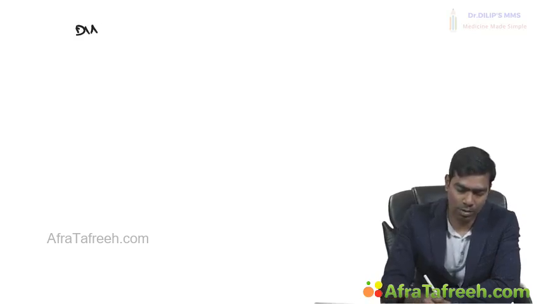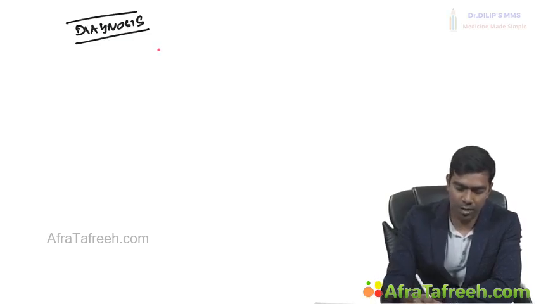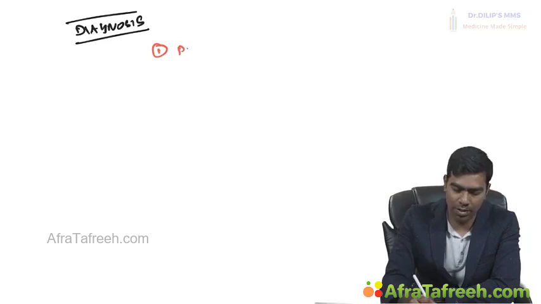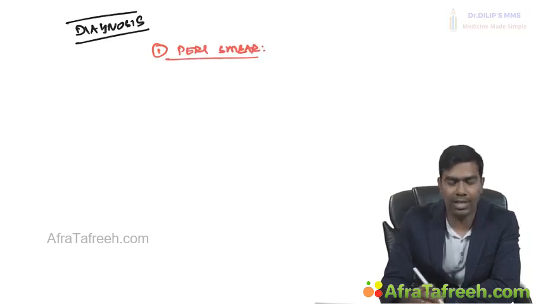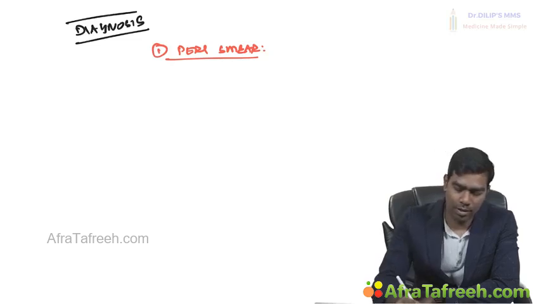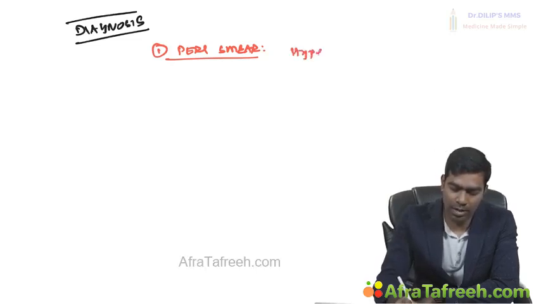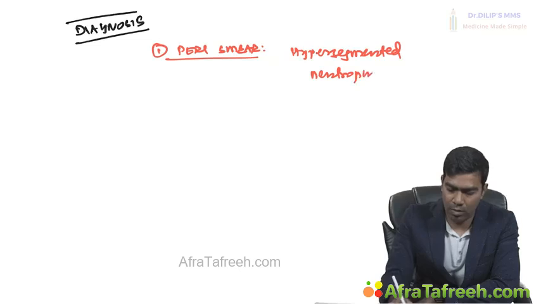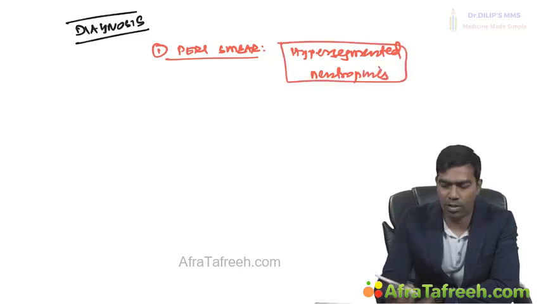How will you make a diagnosis? Through investigations. Diagnosis number one, the first thing I'm going to see is the peripheral smear. So what will I see on the peripheral smear? The classic finding is defective nuclear maturation, typically seen in the neutrophils. So you are going to see something called hyper-segmented neutrophils. What do you mean by hyper-segmented neutrophils?